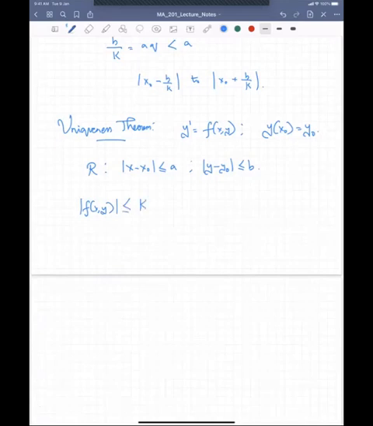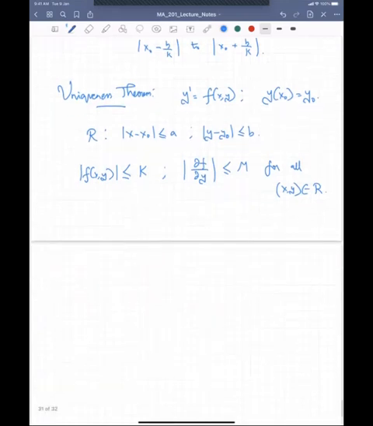But in addition to that, the partial derivative of f with respect to y also remains bounded for all x, y in R. Okay. So obviously, since uniqueness is a stronger constraint, you would have additional conditions. The additional condition is a condition on the derivative of f with respect to y. If this is satisfied, then the solution is actually unique.